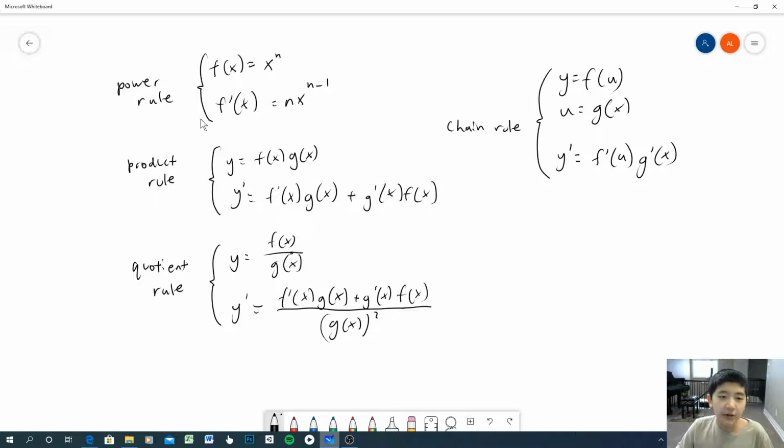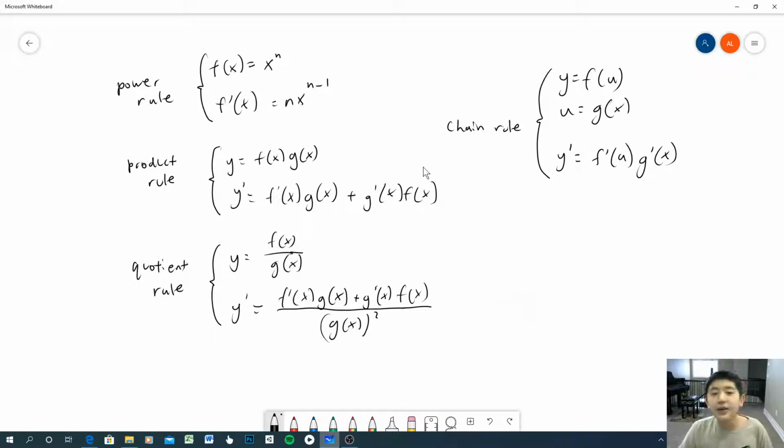So the one that we'll be using most is the power rule. And then the product rule is for when you have two separate bracketed things and they're multiplied together. Quotient rule is same as product except they're dividing. And the chain rule we learned afterwards when there's functions embedded inside each other.